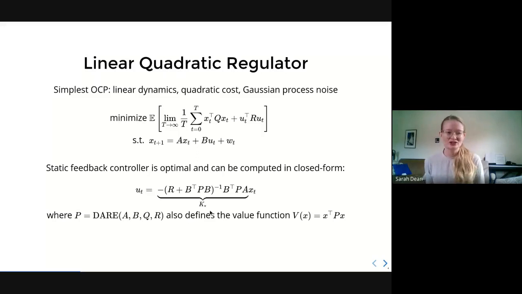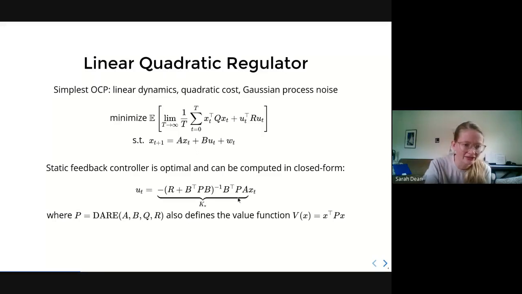Another notational thing is that I'll talk about policies. I'll use the letter K to describe them: some matrix K times the current state. So it's very nice. It's static. There's no history that you need to keep track of. And this is optimal for the infinite horizon problem.